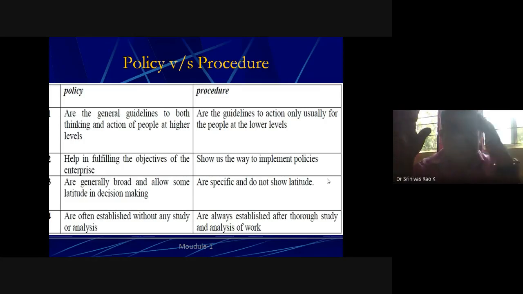Policy is a broad structure, but procedure shows a specific set of instructions. Policies are often established without any study or analysis because they are generalized. But procedure is always established after thorough study and analysis of work. Please understand this is very important, because policy is made at the higher level, procedure is followed at the lower level. So you are a managing director, you make the policies.